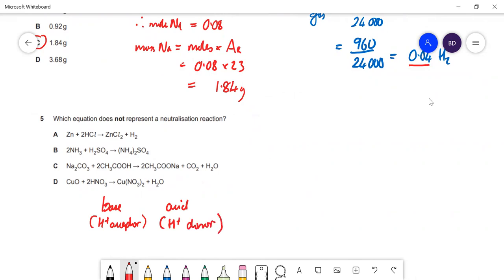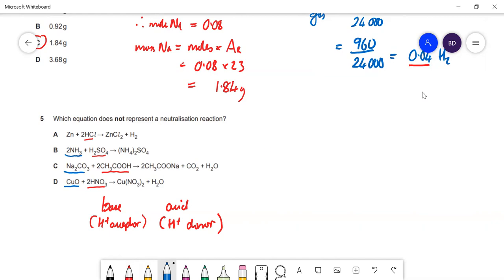Now we can see there that we've got an acid in all of them. We've got hydrochloric acid, sulfuric acid, ethanoic acid, and nitric acid, so you can't eliminate that. So we need to look at these other compounds and see which ones are bases, okay? Right. Now, I'll leave the right answer till last.